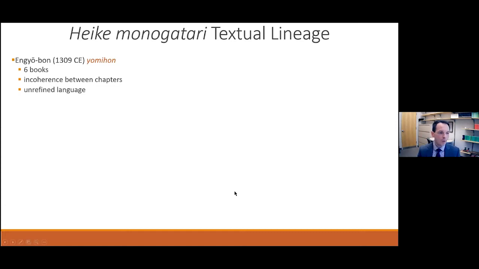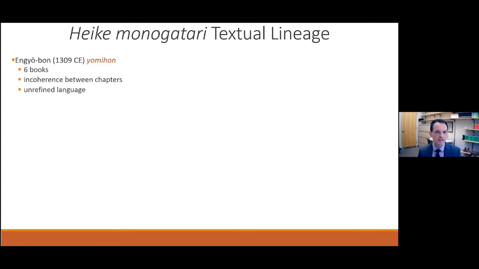So the oldest known Heike variant is the Engyo Bon, a Yomihon text that is dated by its colophon to 1309. It's written in Kanbun, and the text comprises 6 large books divided into chapters. Its content varies significantly from that of the Kakuichi Bon, particularly because of its many tangents about minor warriors who are never mentioned at all in the Kakuichi text.